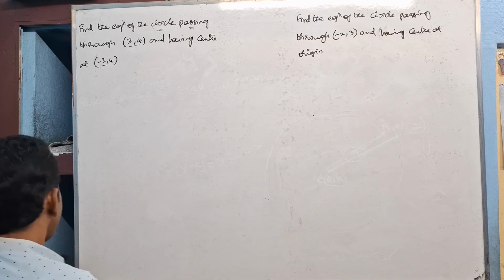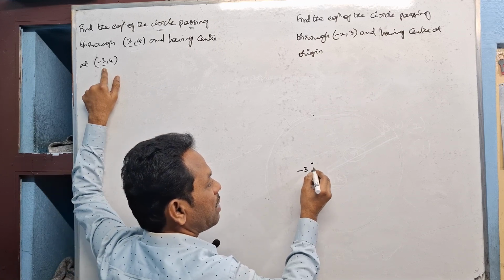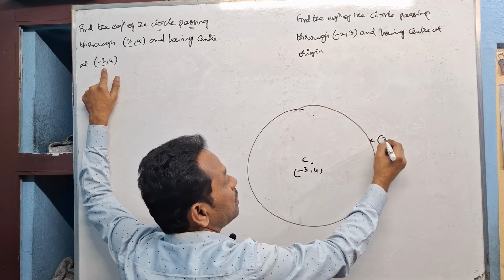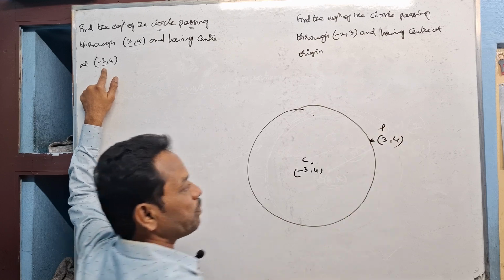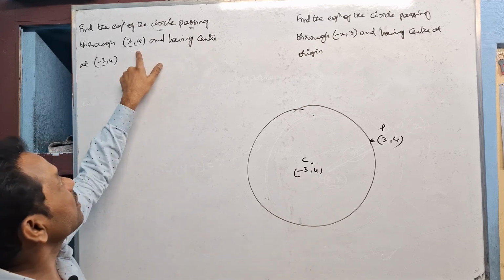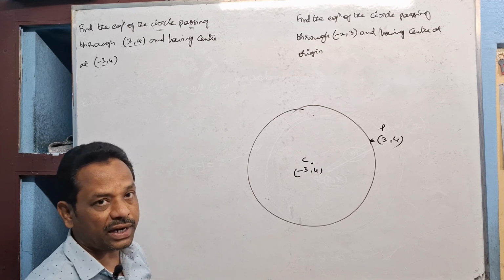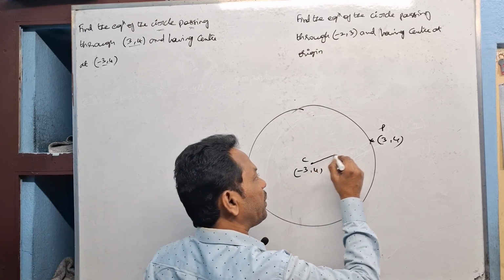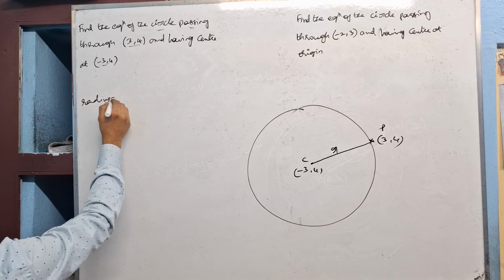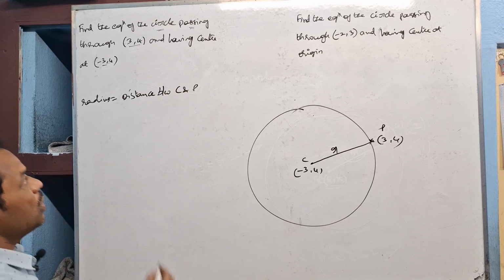As per the question, the center of the circle is minus 3, 4. Let me take minus 3, 4 as the center C of the circle. Given that the circle is passing through 3, 4, let me take this point as P. Here in this question, the radius is not given. When you join C to P, we'll get the radius. So the radius is nothing but the distance between C and P.